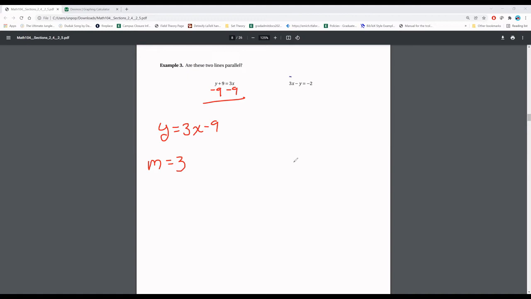I'll do the same thing to the second line here. More than one way you could go about doing this, but I'll just subtract 3x from both sides. That leaves me with negative y is equal to negative 3x minus 2. I want y, not negative y. I can think about that as a negative 1 times y. Then it's clear I have a sort of multiplication here. To undo multiplication, I can divide. I'll divide everything by negative 1. Divide each term by negative 1.